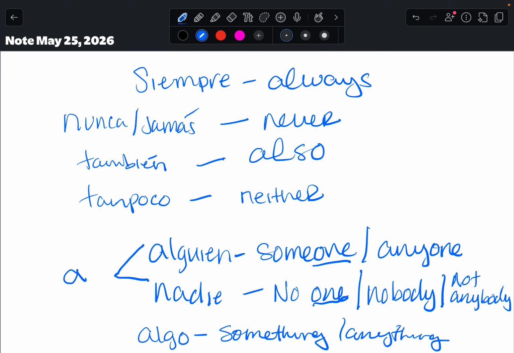You have words like siempre, which means always, nunca, jamás, which means never, también, which means also, and tampoco, which means neither. These are adverbs. So they have to do with the verb. So you can say siempre estudio. It has to do with the verb estudiar, and this means I always study. Siempre estudio. So these are all adverbs.